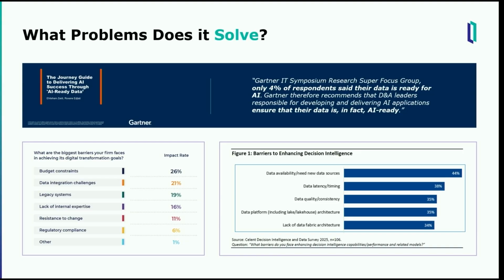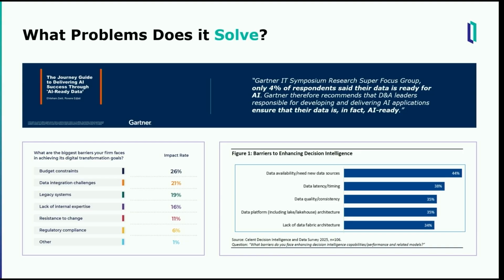What about decision intelligence? This is a recent survey that we just ran with more than 100 different organizations. Decision intelligence are the predictive models, the prescriptive models, the models that the data scientists and the quants are building. What are the top barriers to improving the performance of their analytical models? Surprisingly, it's not the models themselves. It's the data. These are the top barriers, according to the survey.